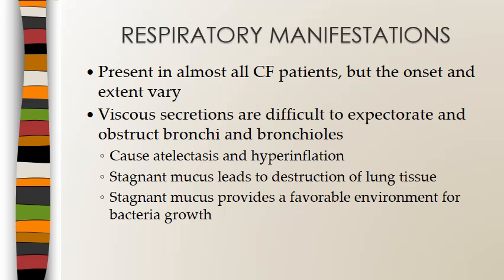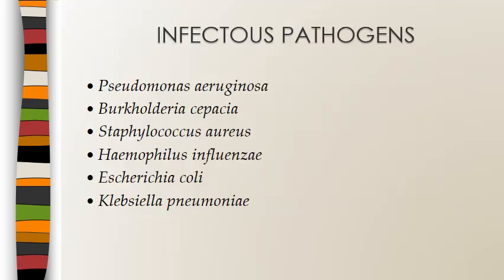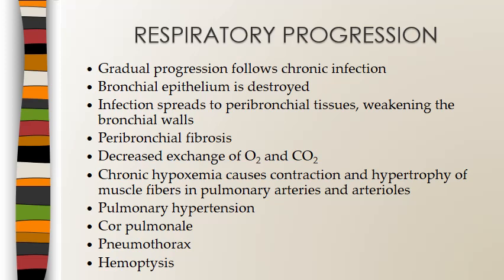We can also have hyperinflation because of air trapping, because the air gets into those areas but isn't able to get out. The stagnant mucus can lead to destruction of the lung tissues, as well as create a favorable environment for bacteria to grow, and that's why these children have chronic infections. This is a list of the most common infectious pathogens for children who have cystic fibrosis. The respiratory progression is usually gradual and follows chronic infection.